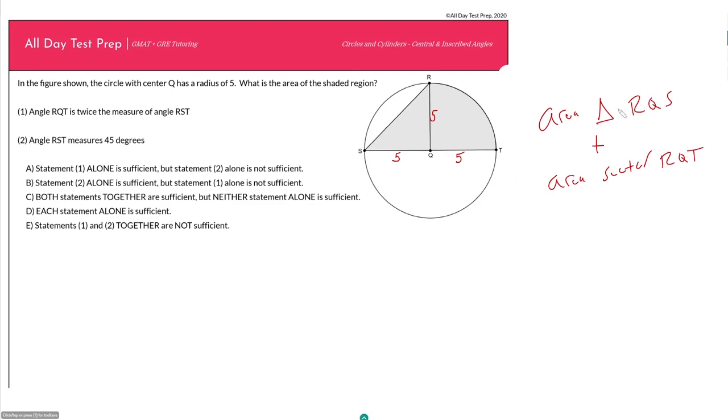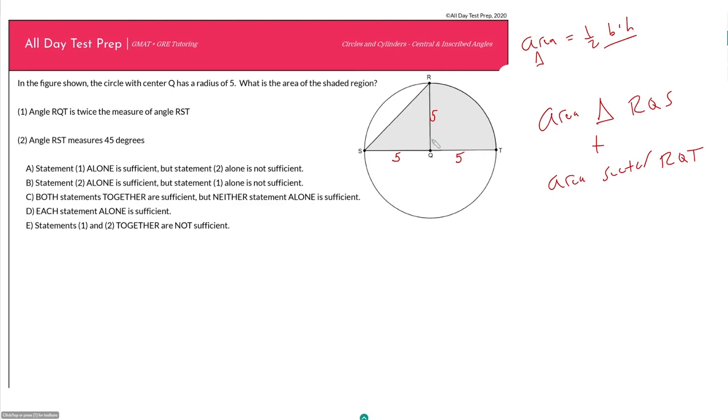So for example, if we're looking for the area of this triangle here, RQS, well, how do you find the area of a triangle? A spoiler for our triangle videos, the area of a triangle is 1/2 base times height, which you should know already, I would say. But does that mean that this here, SQ is a base and RQ is a height? Not necessarily, because in order for that to be true, this would have to be a right triangle.